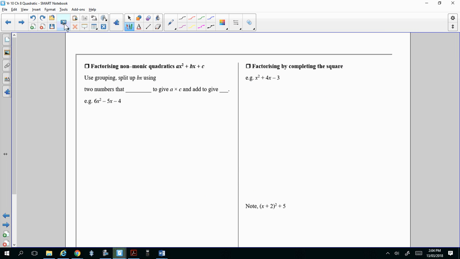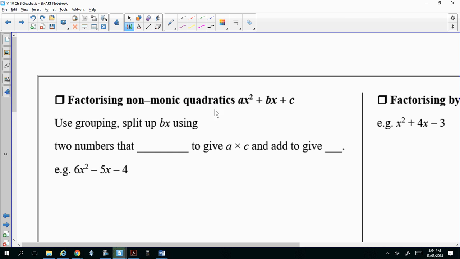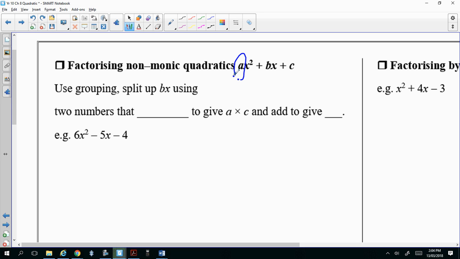What's a non-monic? It has a number in front of x squared. So what do we do? Use grouping, split the bx term using two numbers that give a times c. So you have to multiply a and c together: the two numbers multiply to give a times c, and add to get the b.